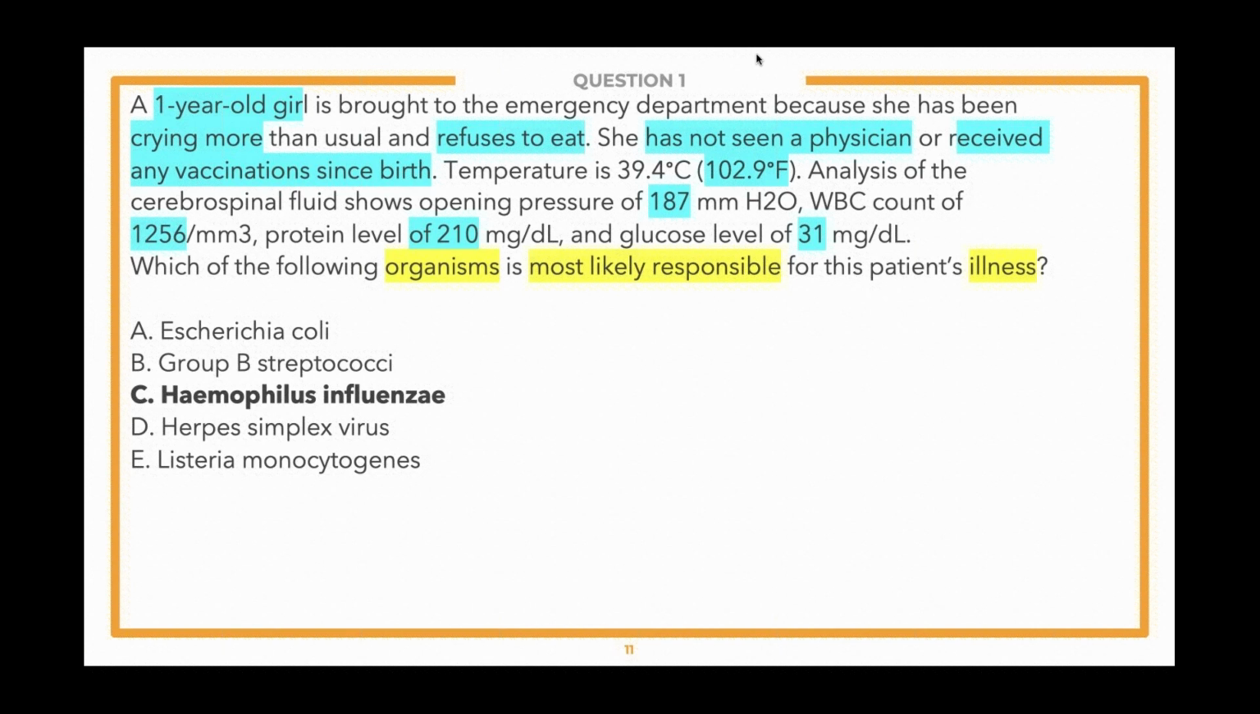However, the CSF findings would show normal glucose and low white blood cells or lymphocytes, not what we're seeing here. Group B strep and E. coli can cause bacterial meningitis, but again, the things that we want to keep in mind here are the unvaccinated status, probably pointing more towards Haemophilus influenzae. Okay, so great job on this question.